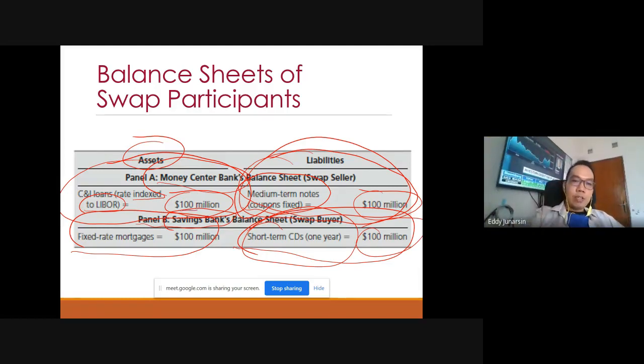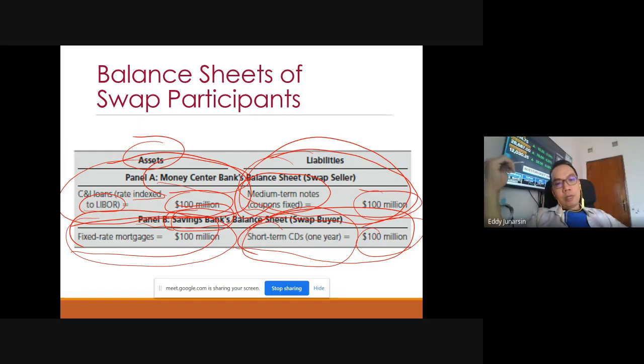But on the other hand here, the savings bank, because it's expecting or enjoying return from the fixed rate mortgages, naturally in this example will be more interested in paying the fixed rate system, fixed rate liabilities. So this being the case, Money Central Bank and the savings bank could make an exchange or be involved in the swaps contract.